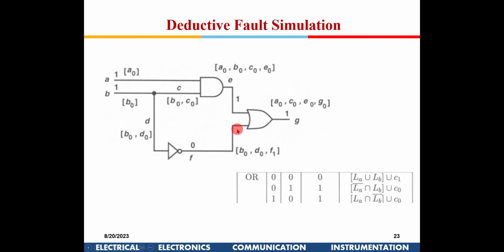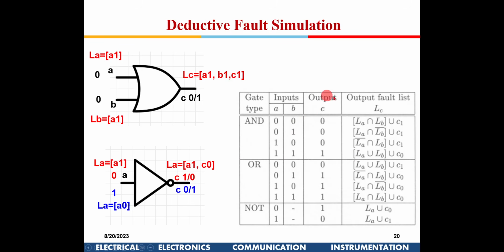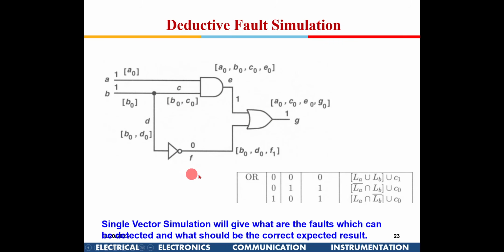Right? It appears complex, but I have put 2 examples out here, and this table is available in your textbook, and these 2 examples are there. So if you try to analyze these 2 examples yourself, I think you will understand. So single vector simulation will give what are the faults that can be detected. Okay. And it will also tell you what is the correct result which is acceptable. Okay, so it will give this in a single run. Then you change the test vector, right? So here we keep changing the test vector.